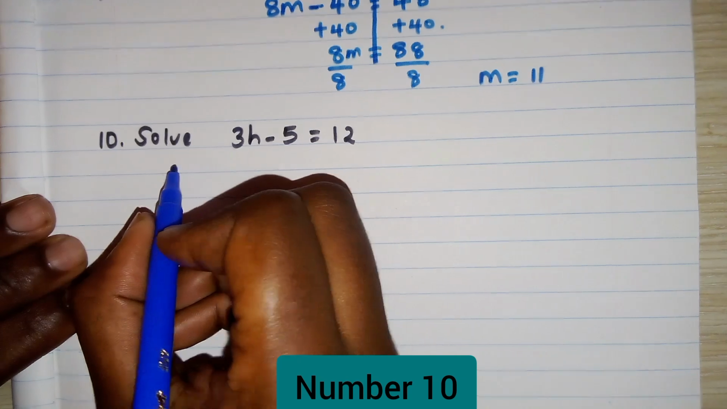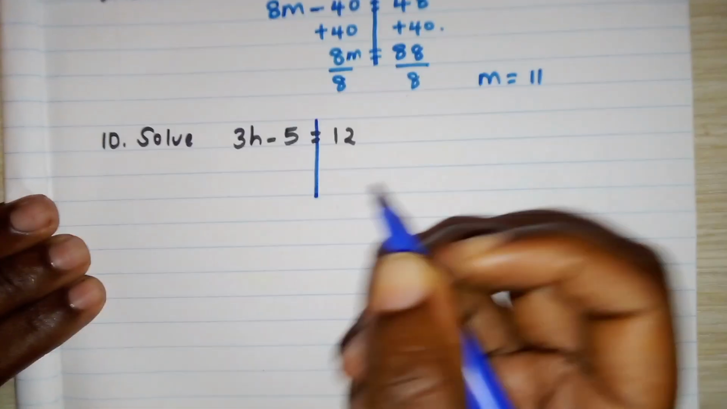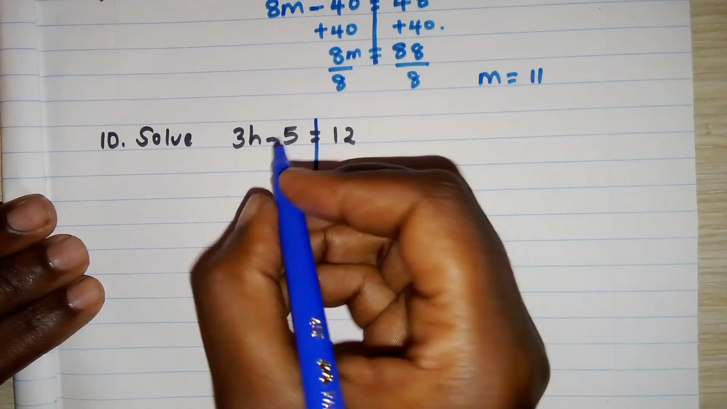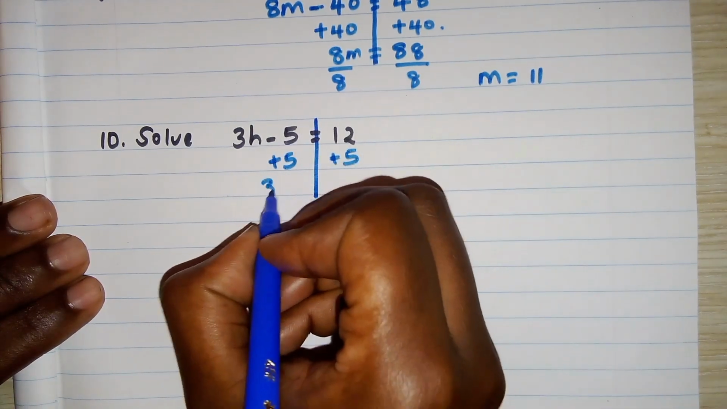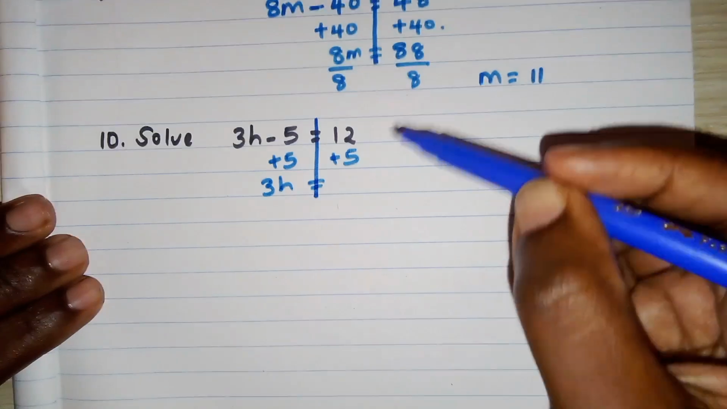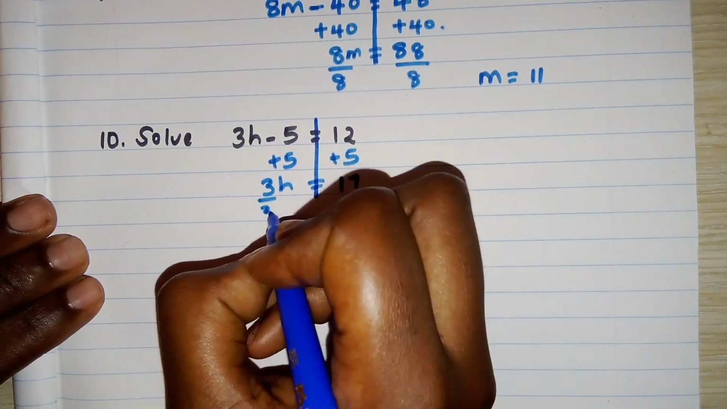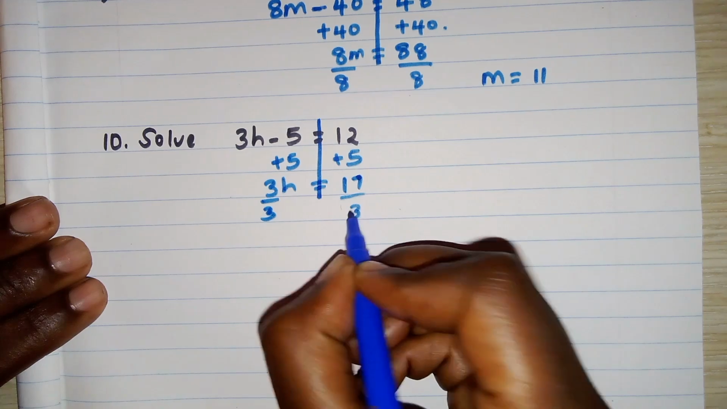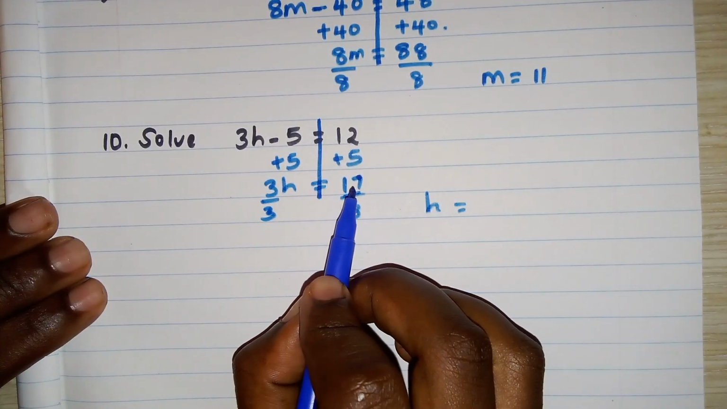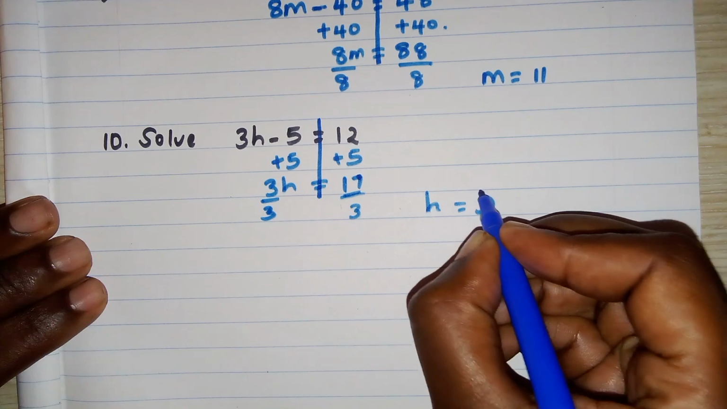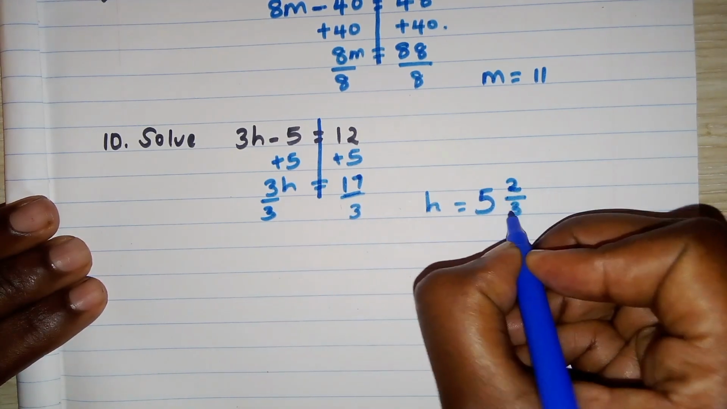Number 10, solve 3h minus 5 equals 12. Draw your line. Opposite of minus 5 will be plus 5 on both sides. So 3h equals 12 plus 5 is 17. So now divide both sides by 3. Therefore h would be 3 goes into 17 5 times because of 15. Remainder 2 out of 3.